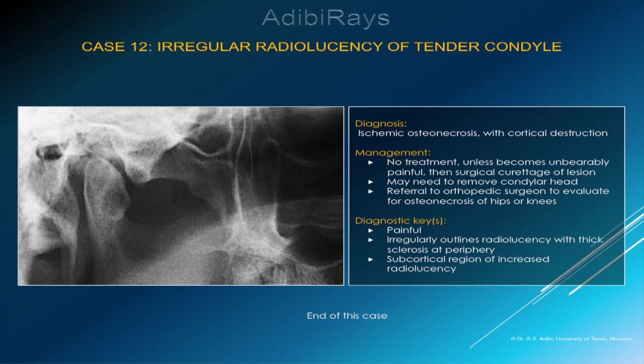Key diagnostic features in this case were pain, irregular radiolucency of the outlines of the lesions with a thick sclerotic periphery, and a subcortical region of increased radiolucency.